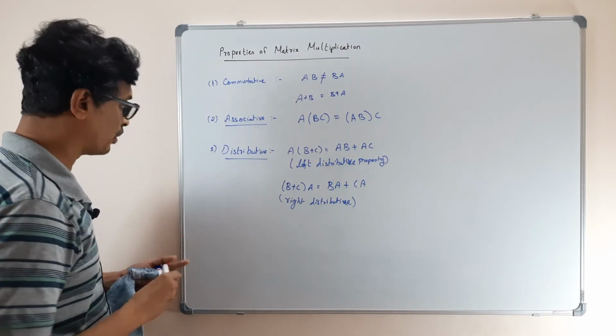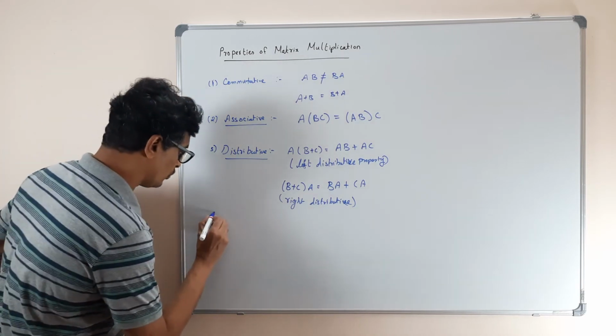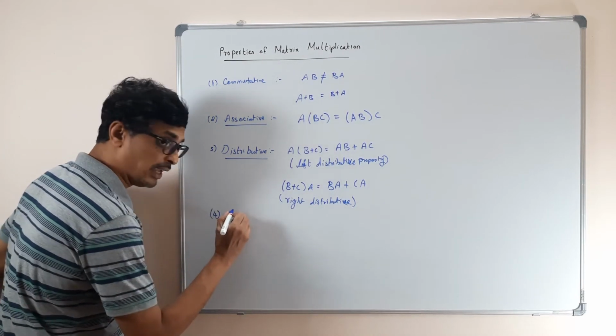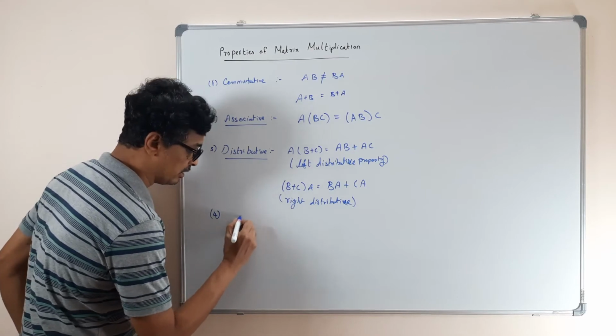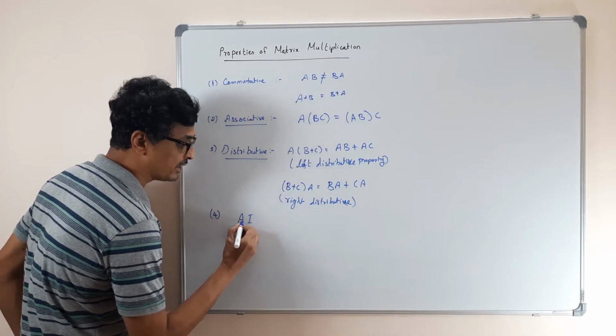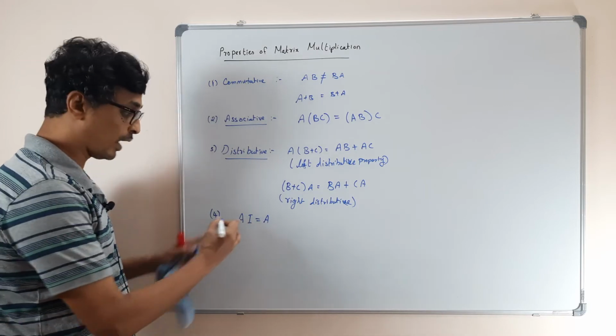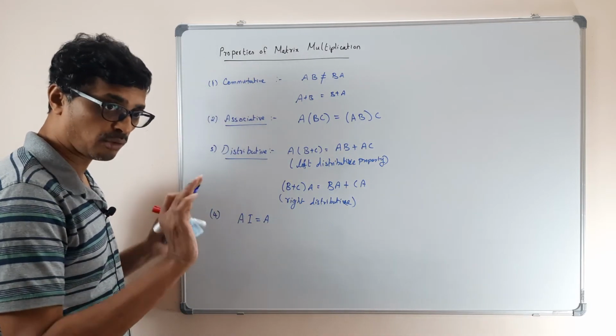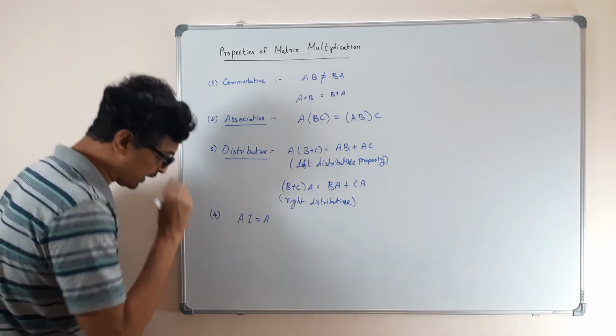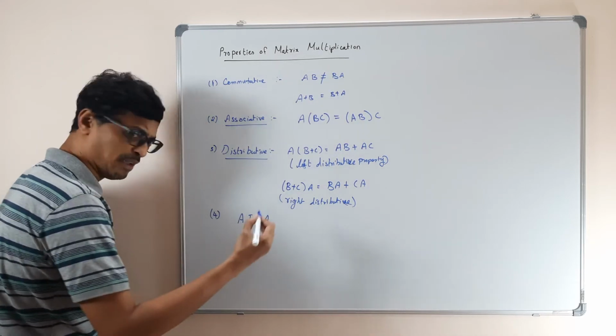Okay, so that is the fourth property. Let A be a matrix and I be an identity matrix. A into I will be A. Identity matrix will always be a square matrix. So let us take A, for example. Let us again take the same A.